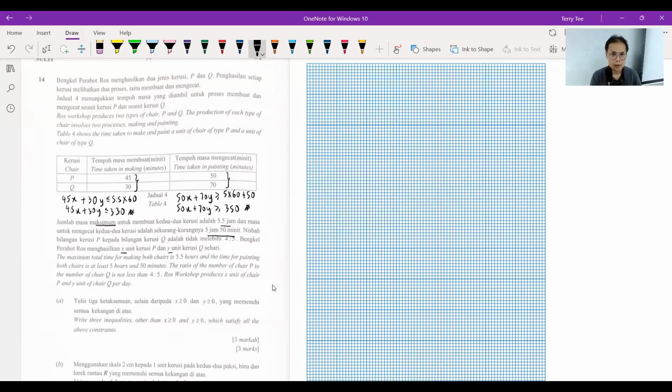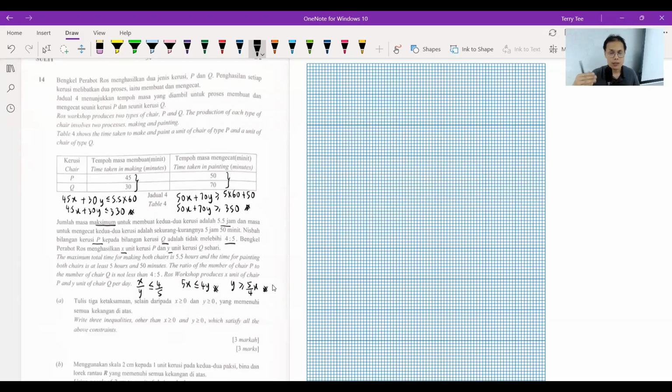Okay, so the third inequality is this. Nisbah bilangan kerusi P kepada kerusi Q tidak melebihi 4:5. Okay, so I'm going to write over here. Kerusi P is X, kerusi Q is Y. Tidak melebihi is less equals 4/5. We can cross multiply and say 5x less equals 4y. So actually you can stop here, but I think a lot of people would prefer to make y the subject, write y greater equals 5/4 x. So that is easier for us to know where to shade the region.